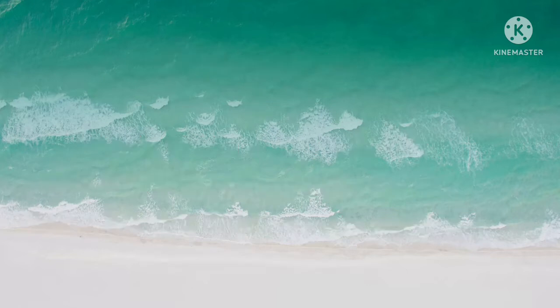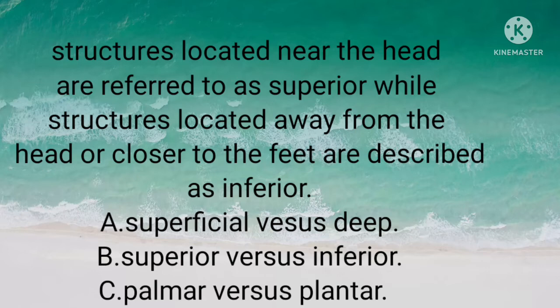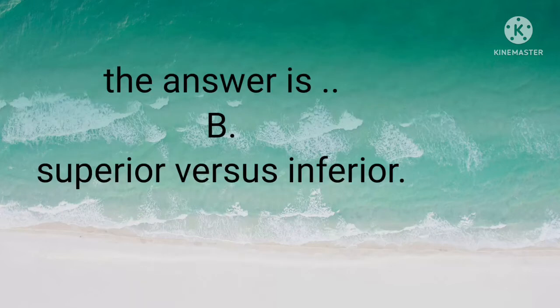Structures located near the head are referred to as superior, while structures located away from the head or closer to the feet are described as inferior. A. Superficial versus deep. B. Superior versus inferior. C. Palmar versus plantar. The answer is B. Superior versus inferior.